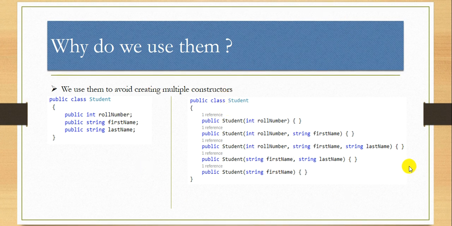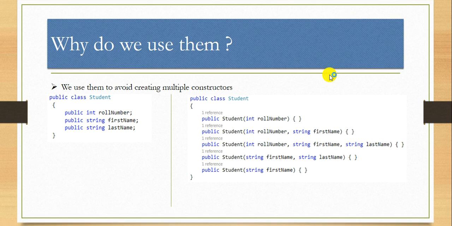So in this example, I've created 5 constructors with different parameters. You can assume that there are 5 client requirements. In the first requirement, you need to initialize only the roll number field during the object creation. In the second requirement, you have to initialize the roll number and the first name field during the object creation, and so on. To fulfill all these client requirements, you will need to create so many different constructors. And don't you think that this is too messy?